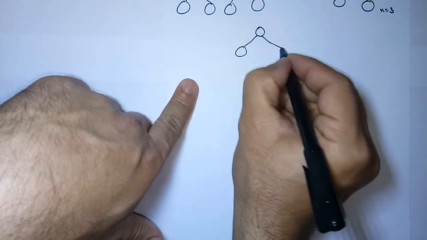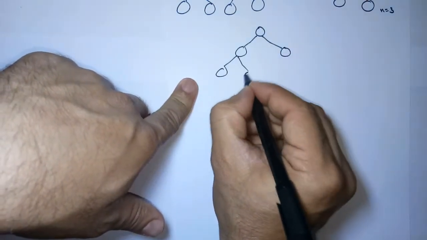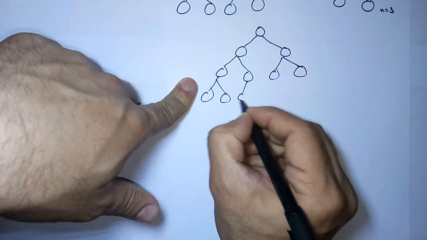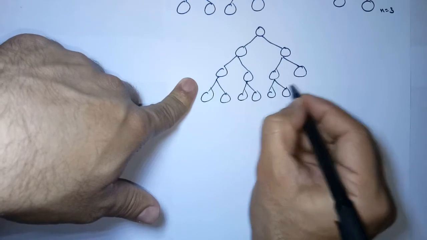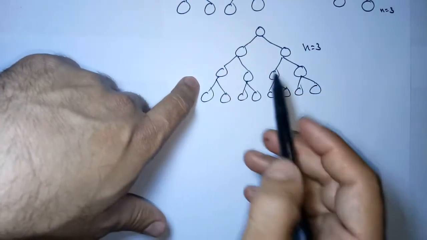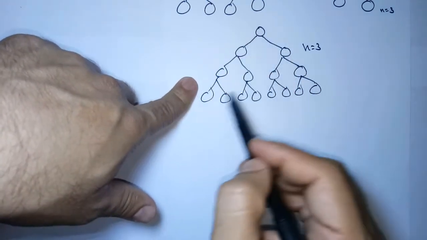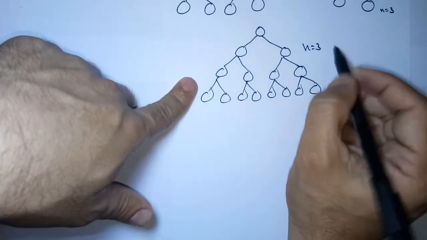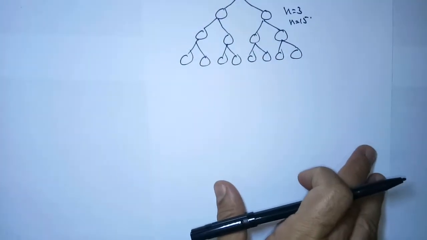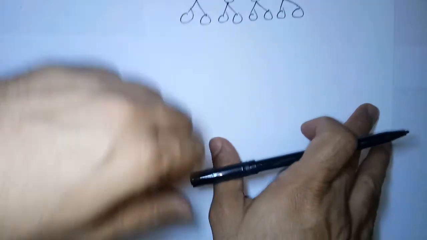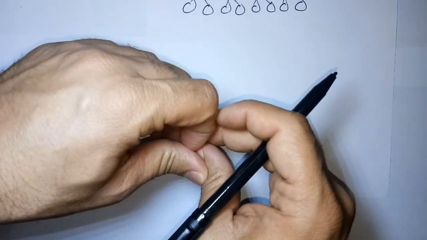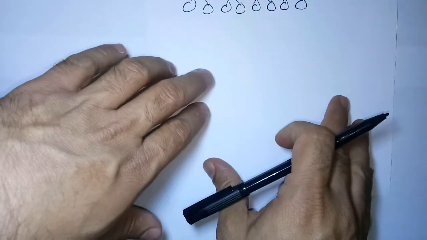If the height of the tree is 3, what are the maximum number of nodes? 1, 2, 3, 4, 5, 6, 7, 8, 9, 10, 11, 12, 13, 14, 15. So the nodes are 15, right? So can we have some formula in order to find, given the height of the tree, the maximum number of nodes in a binary tree?